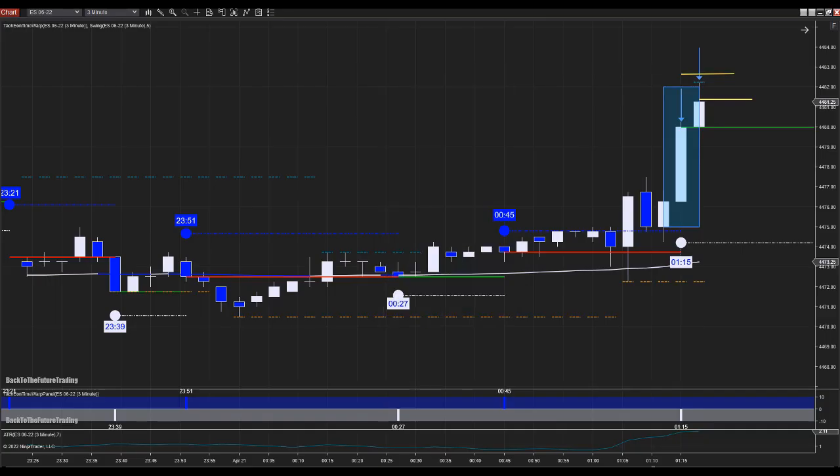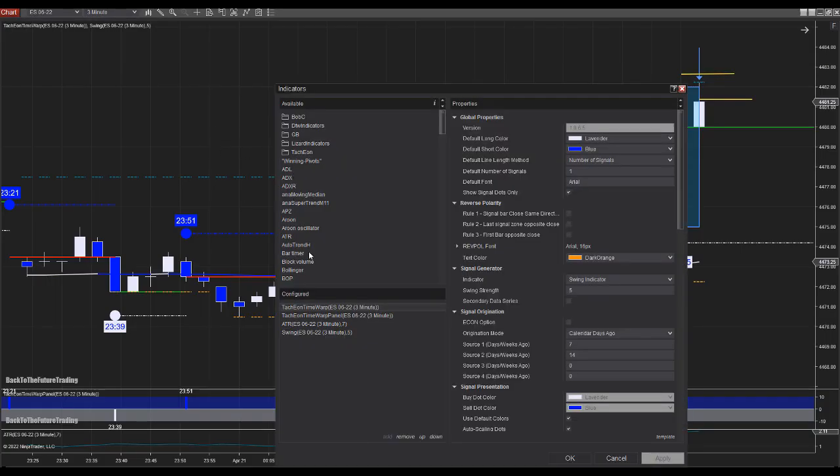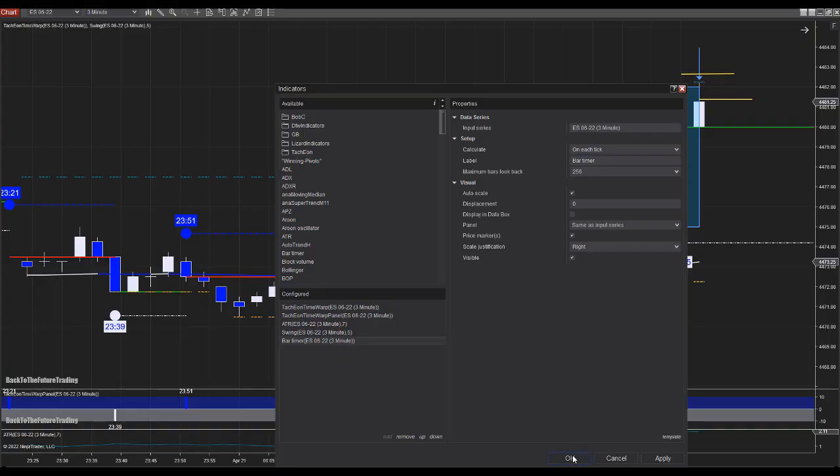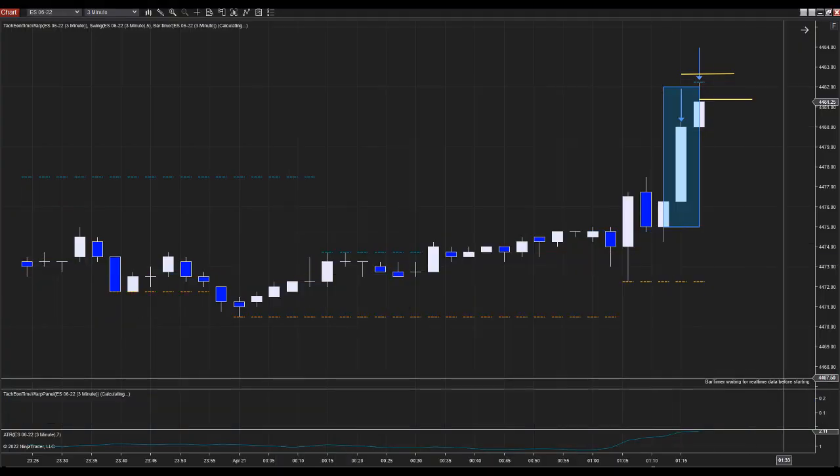Earlier I mentioned, and I reset my platform and didn't get it on there. Earlier I mentioned that one of the tools that you have to have on your chart is a bar timer.